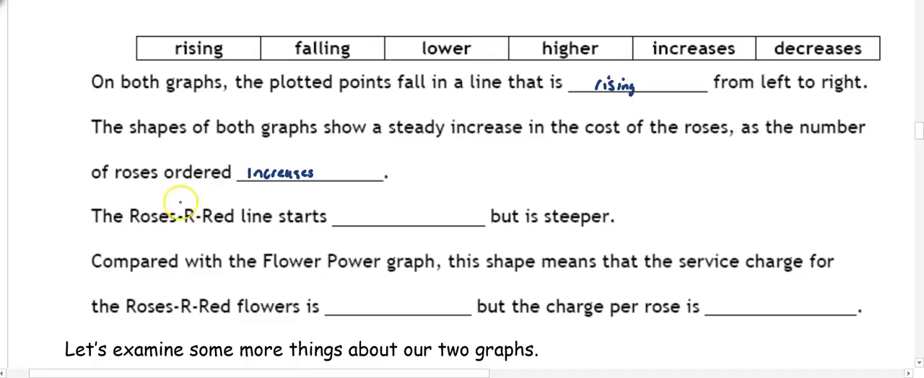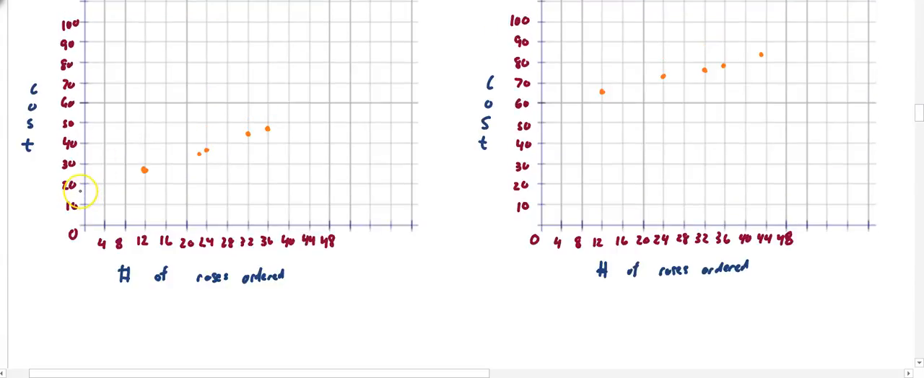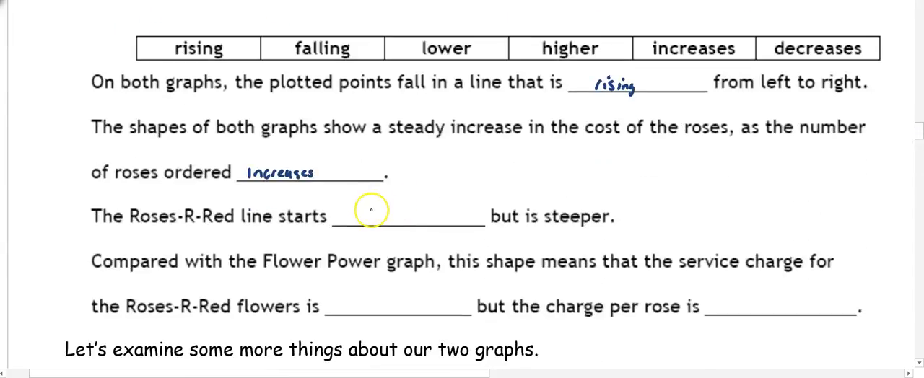So the Roses Are Red line. If we're thinking about where the Roses Are Red line starts, it's going to be lower than our other line. So it starts lower, but it's a bit steeper compared with the Flower Power graph. This shape means that the service charge for Roses Are Red is lower, but the charge per rose is higher because the line is going up faster.